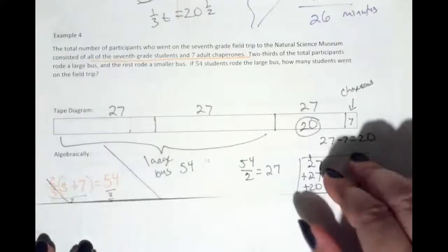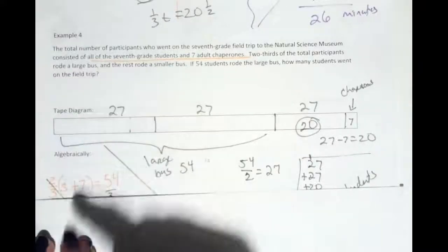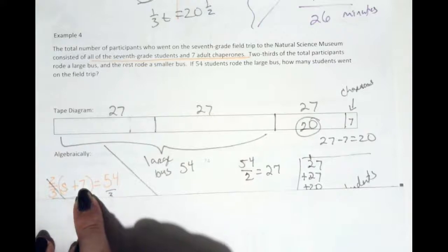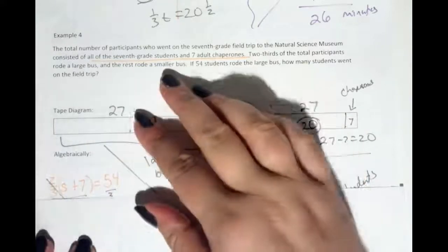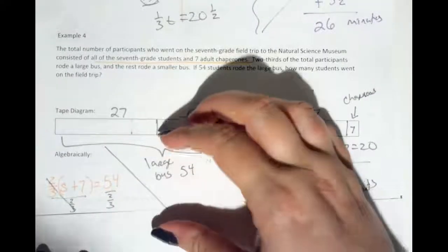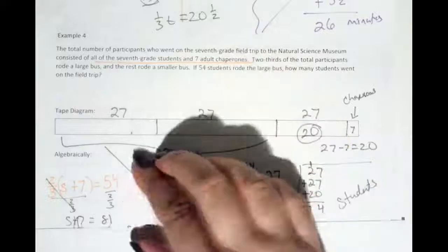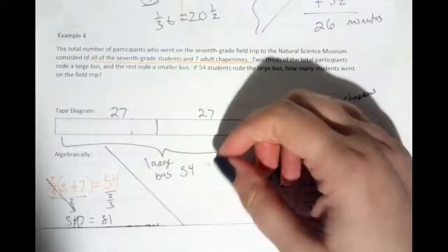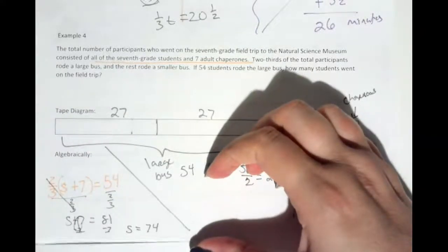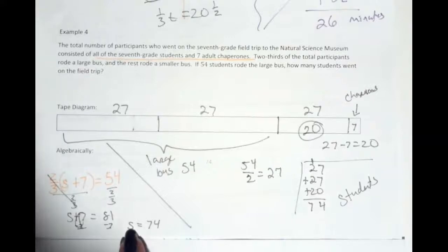Algebraically, 2/3 of the students plus the 7 chaperones was 54. So I divided each side by 2/3, and that told me that the students plus the 7 chaperones was 81 people. Subtracted 7 from each side, and there were 74 students.